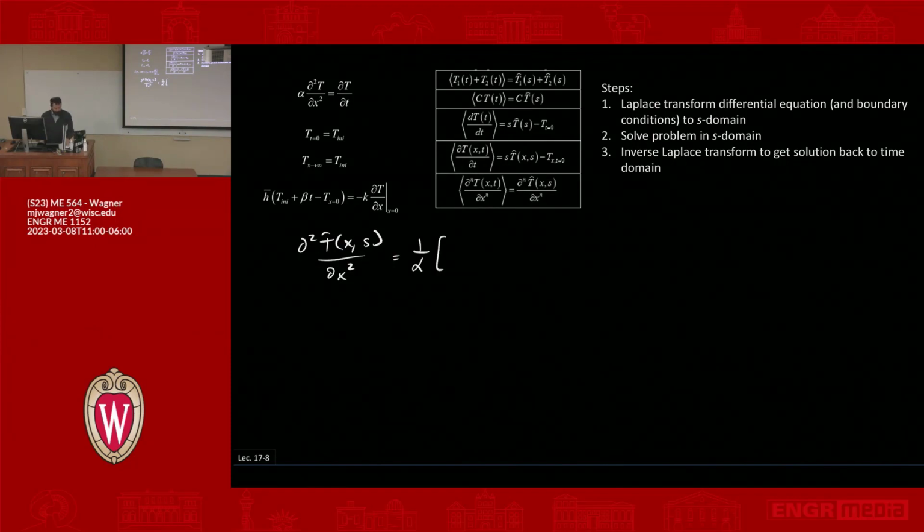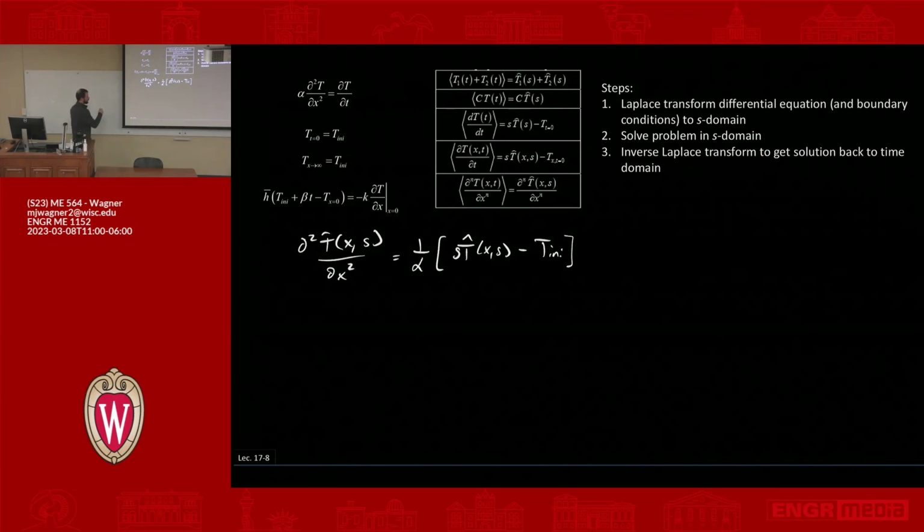So that is T hat of x and s minus our initial condition, which was just T initial. So again, we've enforced the initial condition at this point. This is now an ODE, or a PDE, right?